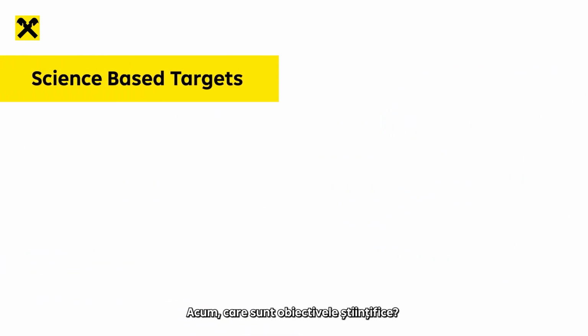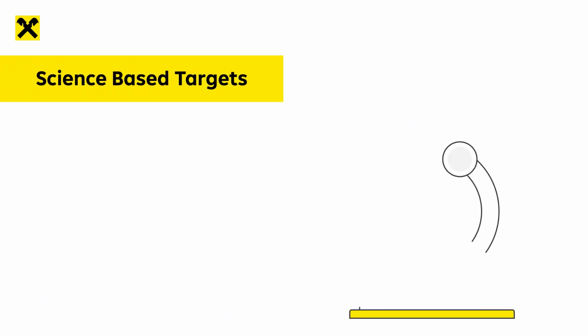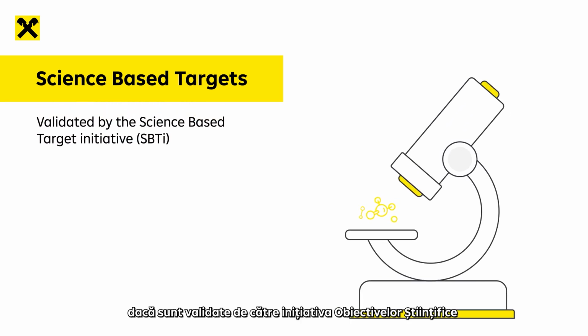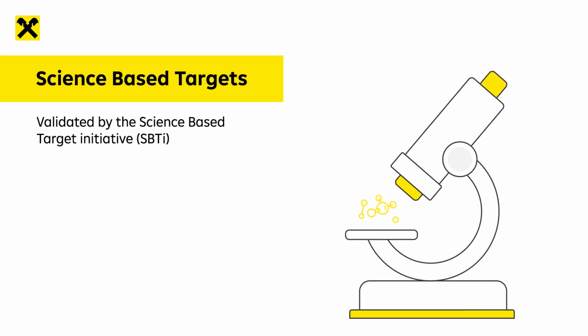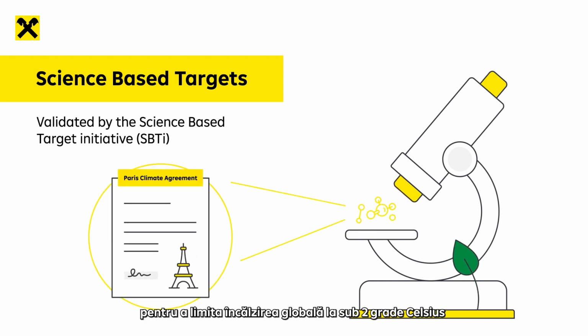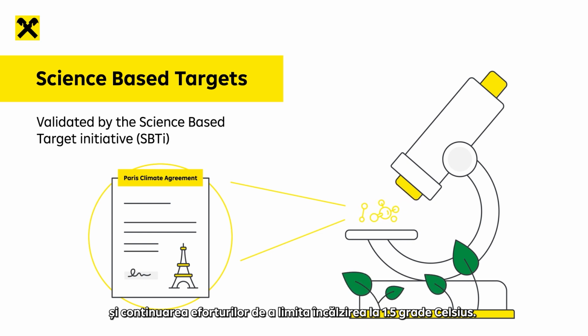Now, what are science-based targets? Targets are considered science-based if they are validated by the Science Based Targets initiative, SBTi. This means the targets are in line with what climate science deems necessary to limit global warming to well below 2 degrees C and pursuing efforts to limit warming to 1.5 degrees C.